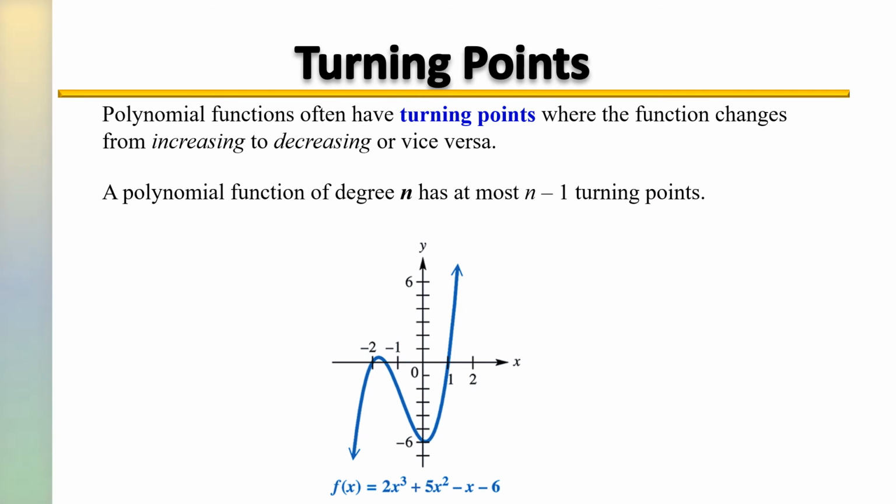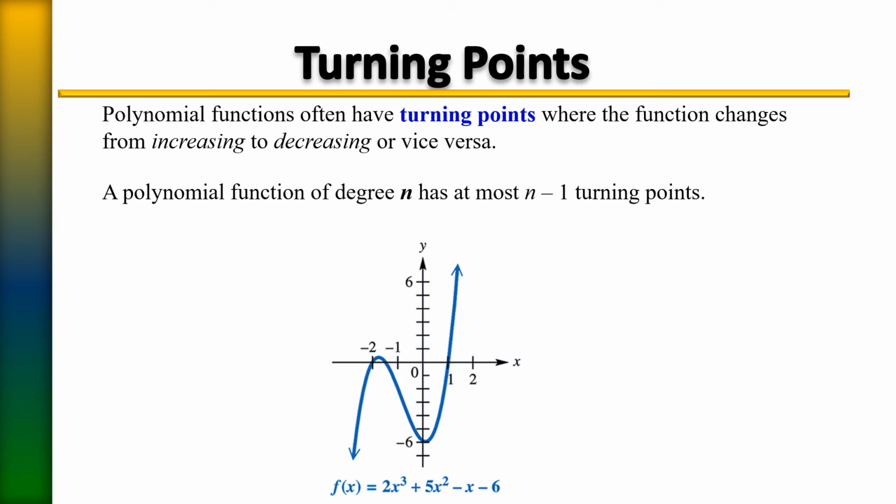Polynomial functions often have turning points where the function changes from increasing to decreasing or vice versa. A polynomial function of degree n, meaning out of all degrees the highest degree of that polynomial, has at most n minus 1 turning points.